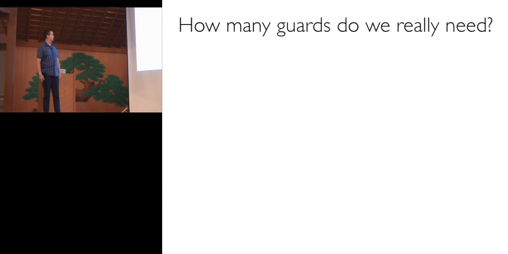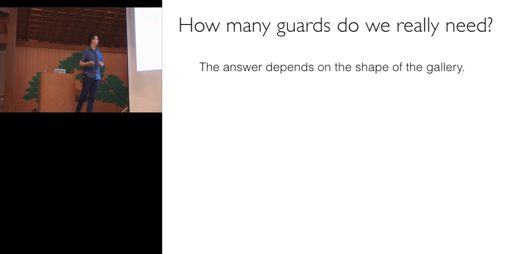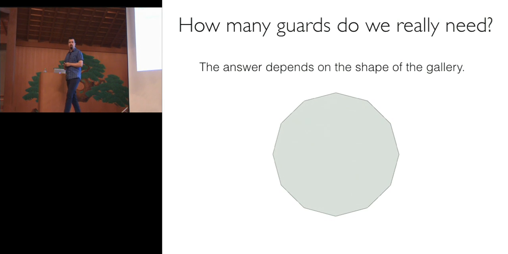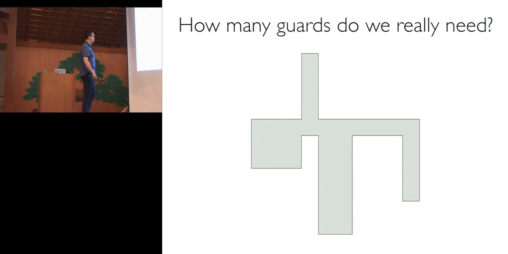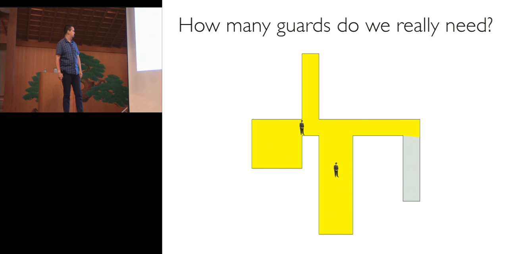And here's the question, how many guards do we really need? And the answer indeed depends on the shape of the gallery we've got. So the gallery, think of it as a simple polygon, for now without any holes. So if our gallery is something like that, we can just hire one guy and put him anywhere, like in the center, and he can see everything. If our gallery is something more convoluted, well, let's see. Let's hire one and put him here, and the yellow part is what he can see. So this covers the second part, so 3 should be about enough.